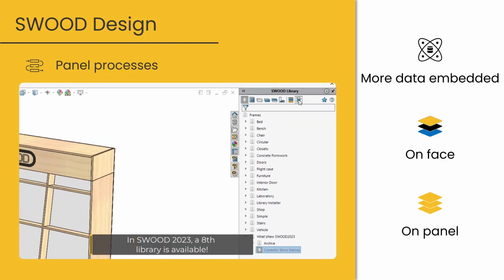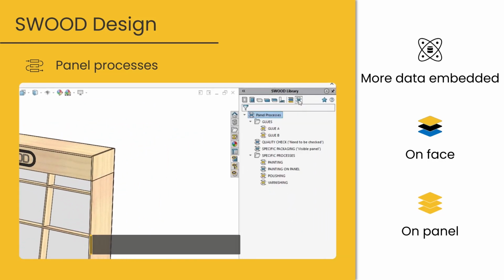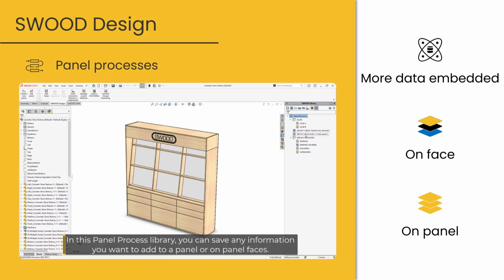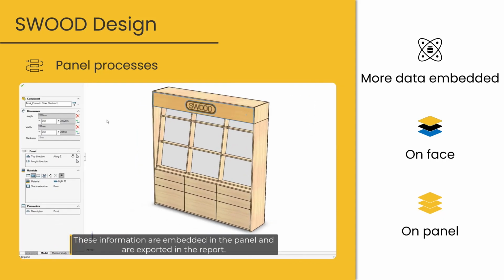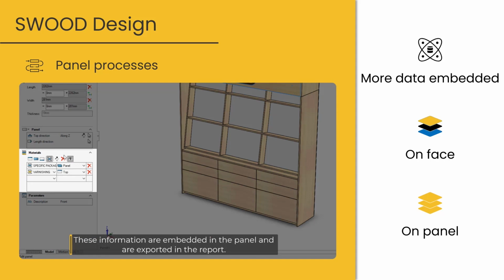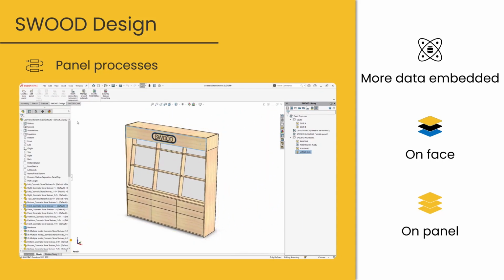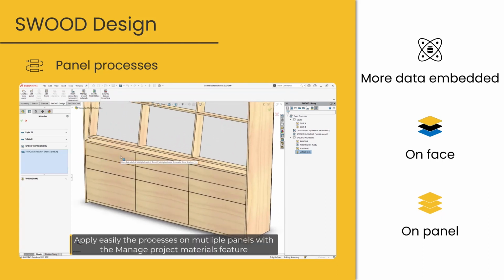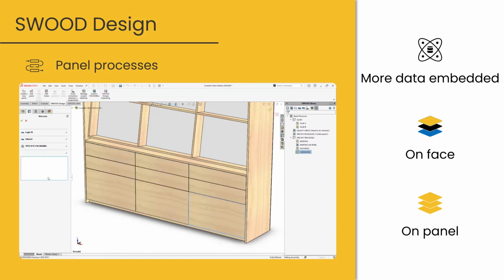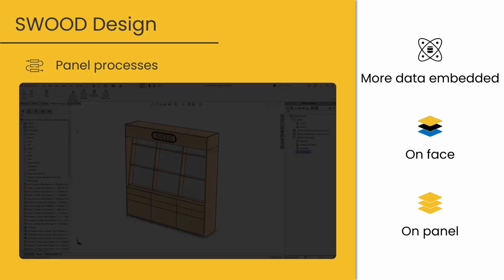We now offer a new fully customizable library that allows you to add information to your panels for retrieval by SWOOD reports. Since these processes are solely informational, they will not be visible in the graphic area. Instead, you can easily access them through the Edit Panel view and apply them via drag and drop or the Manage Project Material features. Depending on your configuration, you can use multiple processes on a panel or none at all, and you can choose to apply them to specific faces or the entire panel.